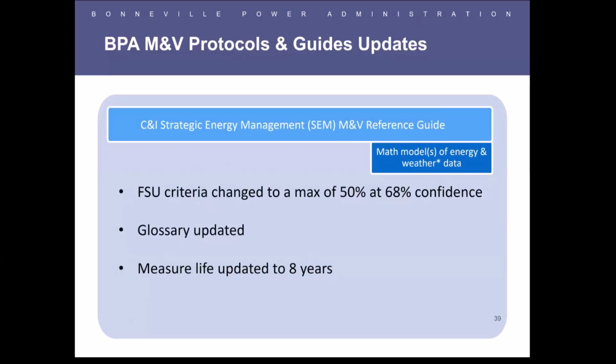One of the things that we did, we have some very clear criteria in there for model fit and model acceptance, using the fractional savings uncertainty criteria. Everywhere else in BPA and in ASHRAE, no more than 50% uncertainty at a 68% confidence level is used, and so we just went ahead and switched it out. It wasn't a salient change in terms of what the cutoff was. It was just a different way to express it that people are more accustomed to.